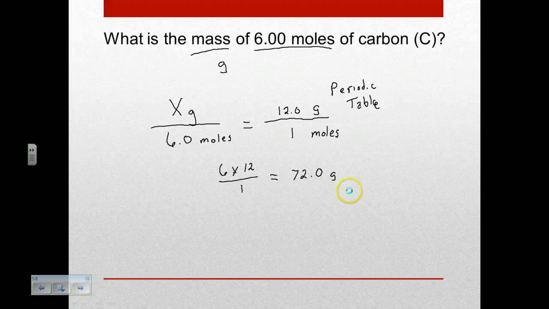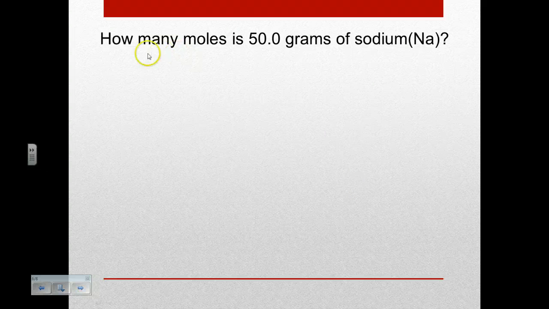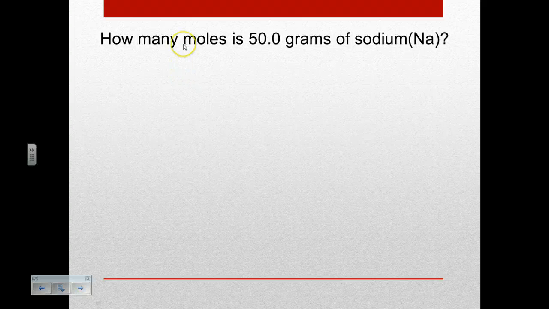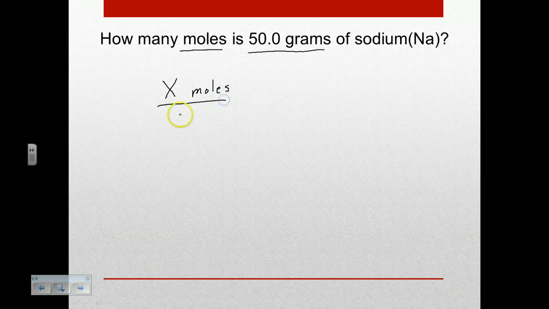Alright, another example. We're going to set this up the same way. What am I looking for? In this case, I'm looking for moles. I'm given 50 grams of sodium. So I'm going to say X moles, and then I'm given 50 grams. So I have moles and I have grams. How many moles and how many grams?